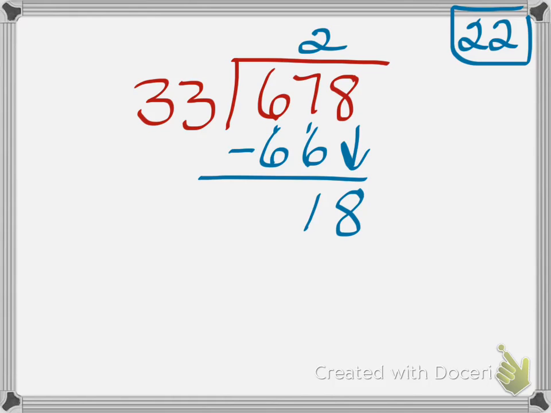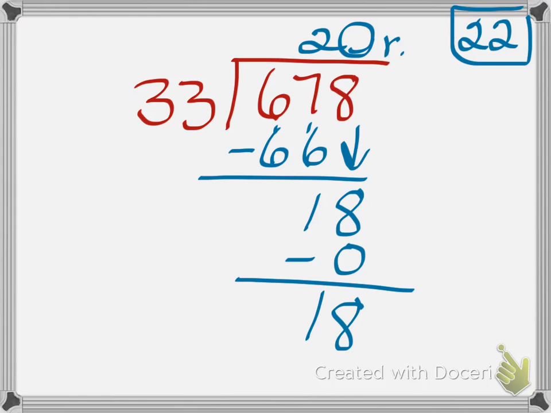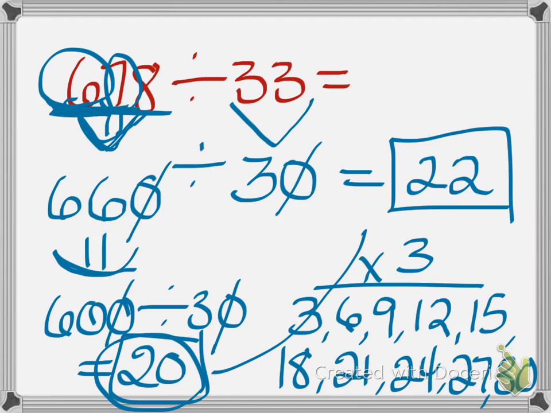18 cannot be divided by 33. So I'm going to put a 0 there. 0 times 33 is 0. Subtract. And I get a remainder of 18. Ooh, so you can see that my answer is 20 with the remainder of 18. That's close to my second estimate of 20 when I rounded that number down to 600.